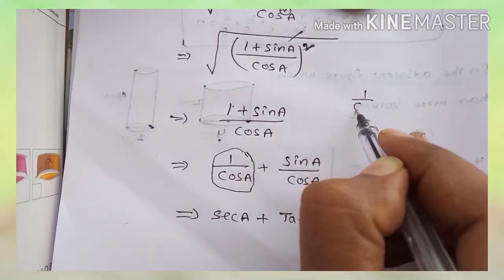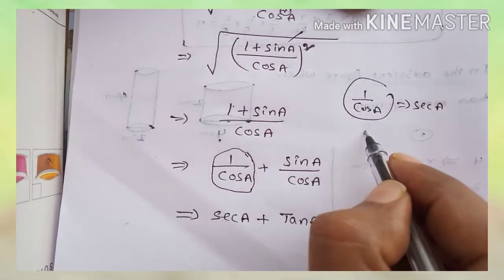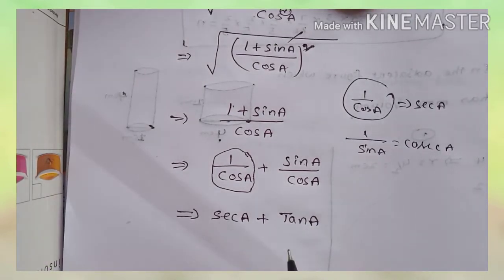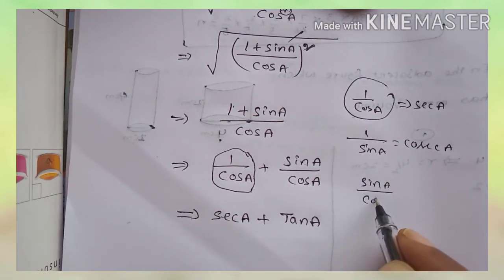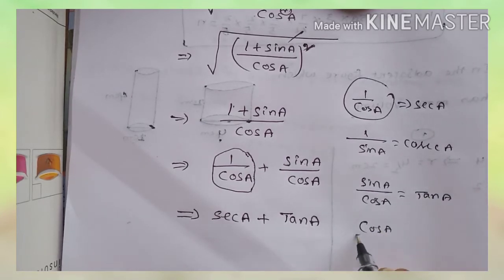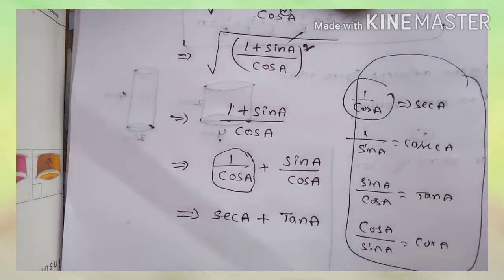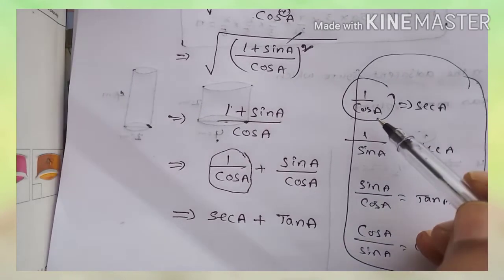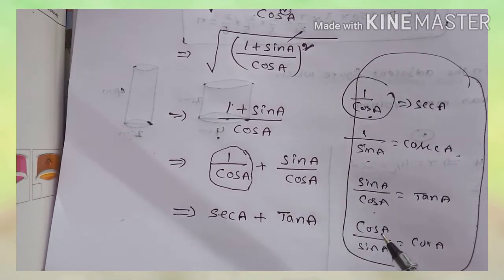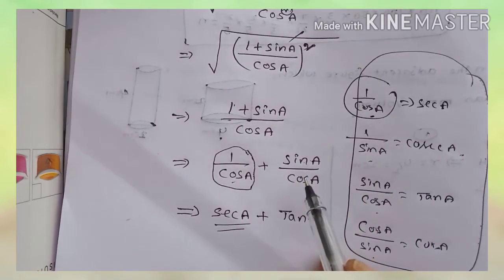Again 1 by cos A, the reciprocal of cos A, is secant A. Do you know the reciprocal of sin A? The reciprocal of sin A is cosecant A. Again sin A by cos A is tan A, and its reciprocal, I mean cos A by sin A, is cot A. Memorize these four, which may be helpful in other problems. Reciprocal of cos is secant, reciprocal of sin is cosecant, sin by cos is tan, cos by sin is cot. So 1 by cos is secant, sin by cos is tan.